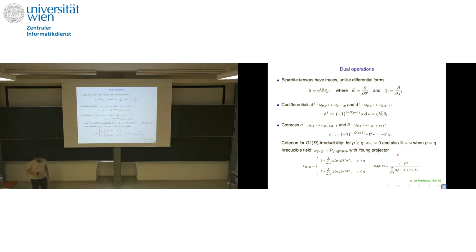Furthermore, unlike differential forms, bipartite tensors have traces. Differential forms are already reducible representations of the general linear group, but not necessarily so for bipartite tensors. Trace can be defined in a very nice way. So essentially, you take the derivative with respect to the degree 1 coordinates. I will call this bar.